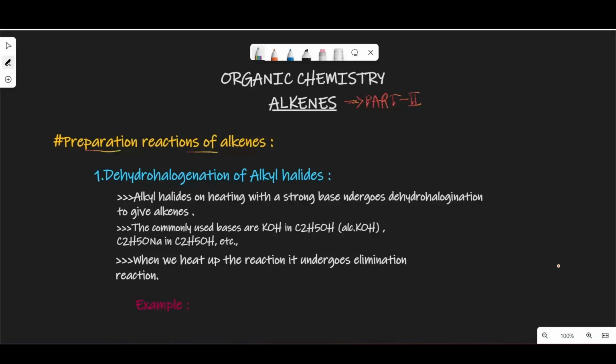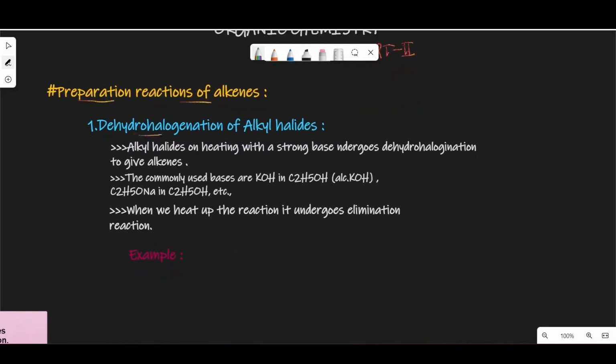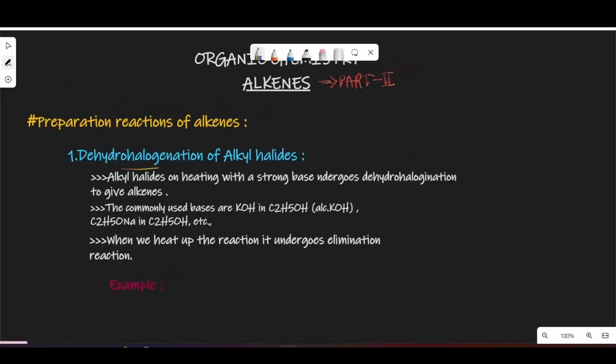For now, let's get into the day's topic. Let's see the preparation reactions of alkenes one by one. So, let's start with dehydrohalogenation of alkyl halides.